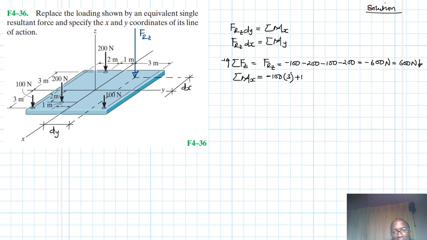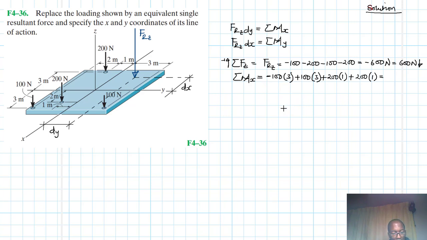Then we'll say plus that other 100 on the left. The one we dealt with before gives us a negative. Now we are dealing with this one that gives us a positive. 100 by, what is the lever arm there? That's a 3 also. And then we have plus 200. This one has a lever arm of 1. Then we have the other 200 on the far end, which also has lever arm 1. So what does it give us?